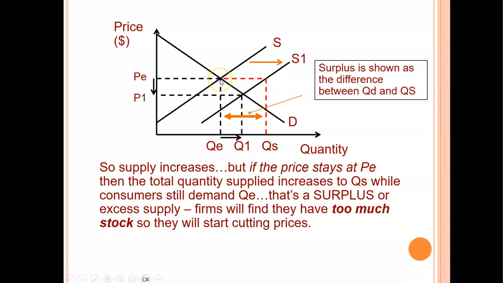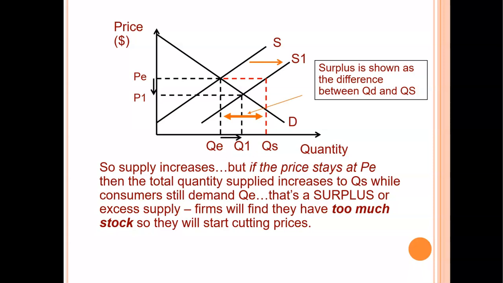Now the people buying it, the demand, stays at QE, or that becomes the quantity demanded. So we now end up with a surplus because of that increase in supply at the original price. Okay, so that's the key thing. So whenever we're doing this analysis, we say at the original price, if it doesn't change, this is the situation that's going to occur. So we have a surplus.